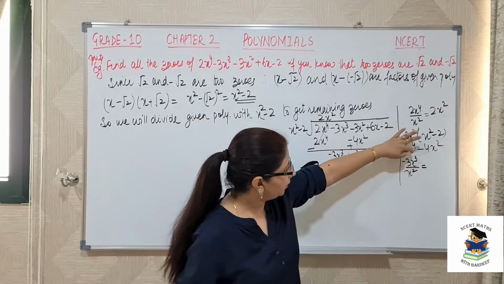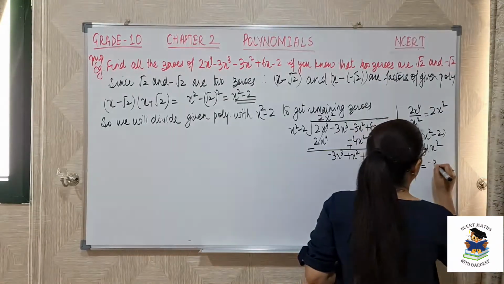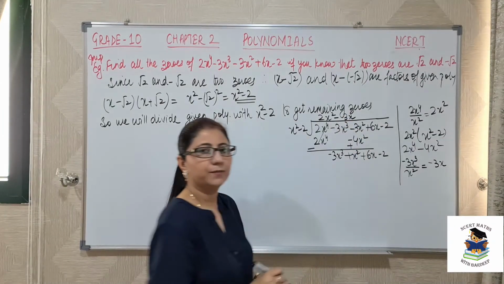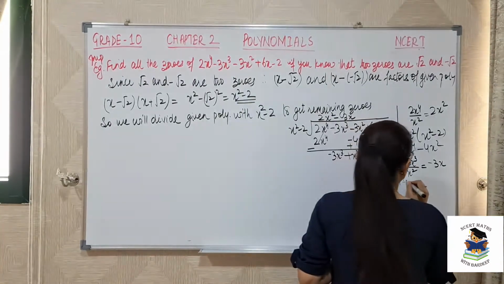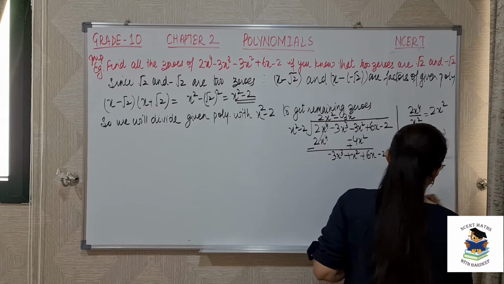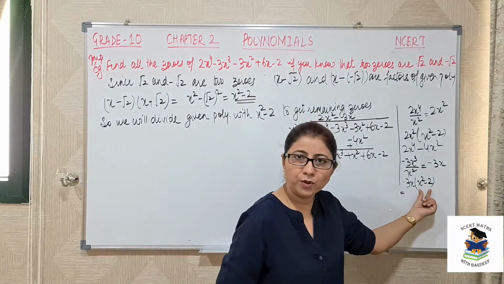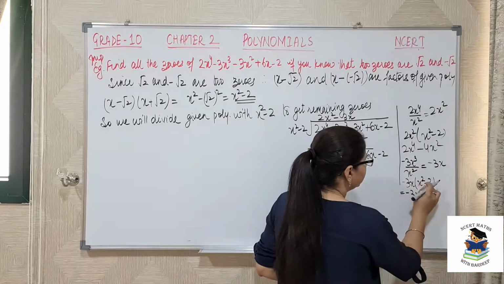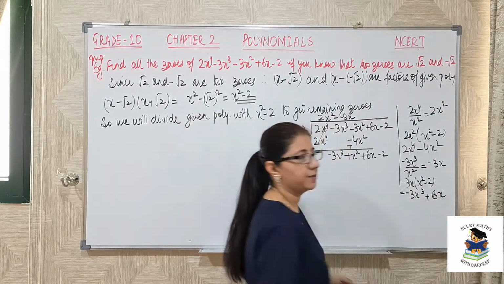So again here cube, here 2. So only 1x will be left and minus 3x. So again this will come here, that is minus 3x. Okay, so now we will multiply this with our divisor, that is minus 3x multiplied by x square minus 2. When you multiply minus 3x with x square, it will give me minus 3x cube. Minus and minus is plus, 3 into 2 is 6x.